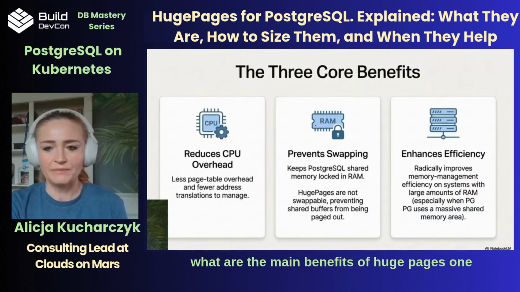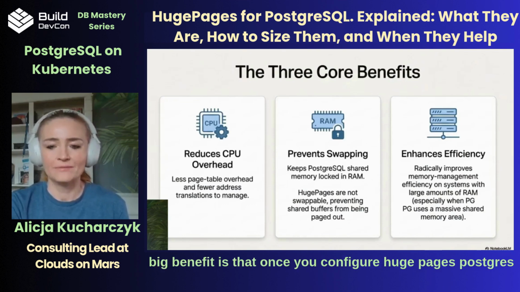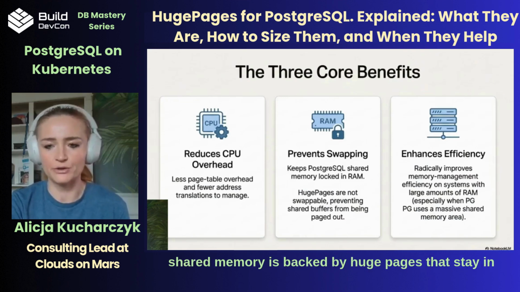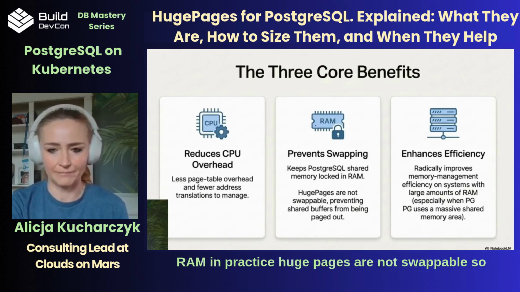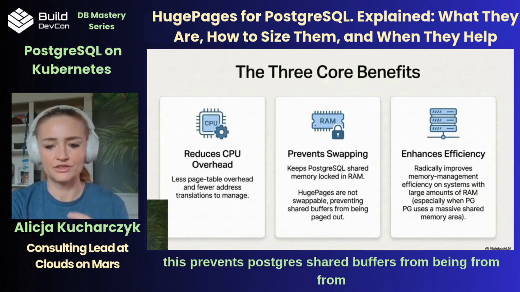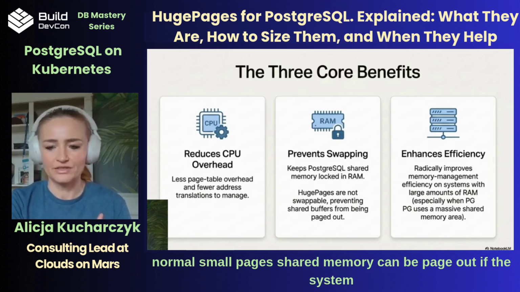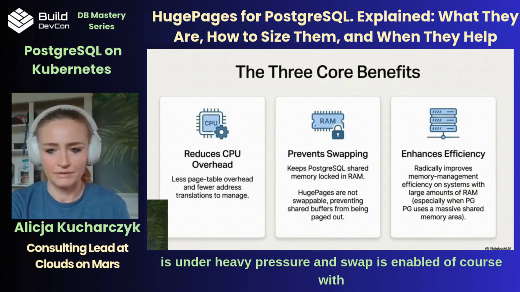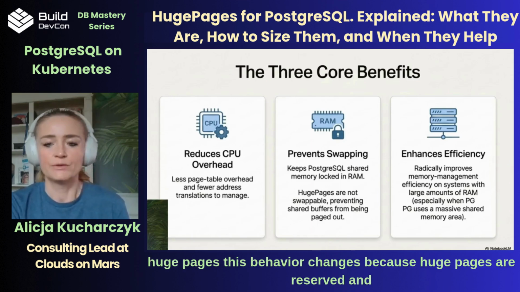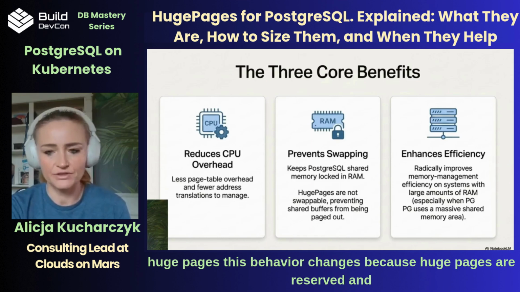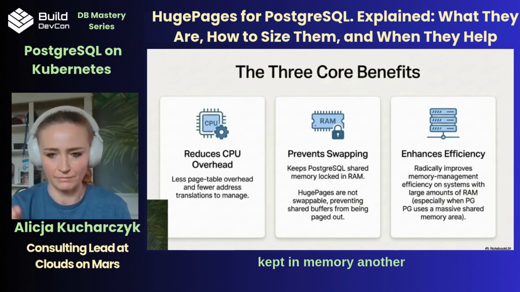So what are the main benefits of HugePages? One big benefit is that once you configure HugePages, Postgres shared memory is backed by HugePages that stay in RAM. In practice, HugePages are not swappable. So this prevents Postgres shared buffers from being paged out under memory pressure. With normal small pages, shared memory can be paged out if the system is under heavy memory pressure and swap is enabled, of course. With HugePages, this behavior changes because HugePages are reserved and kept in memory.